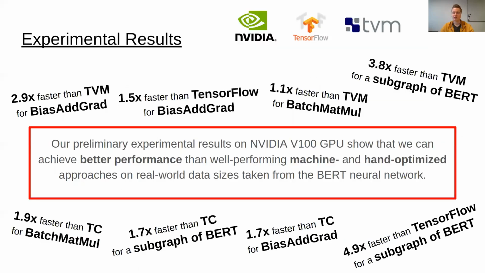We have evaluated our MDH-generated code on an NVIDIA V100 GPU and compared it to well-performing machine-learning and hand-optimized approaches on real-world data sizes taken from the BERT neural network. For example, on the top left, you can see that we reach a speedup of 2.9 times over Apache's TVM using its recent Ansor optimization engine for bias gradient. And we also reach a notable speedup of 4.9 times over TensorFlow, which is optimized specifically for deep learning workloads, for a subgraph of the BERT neural network.